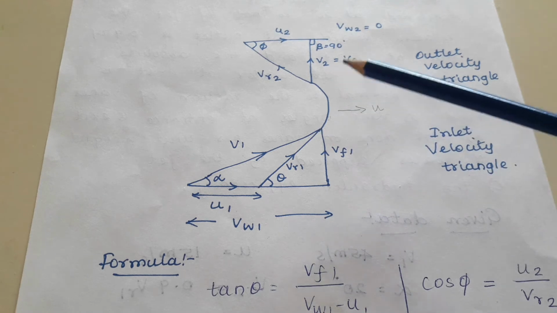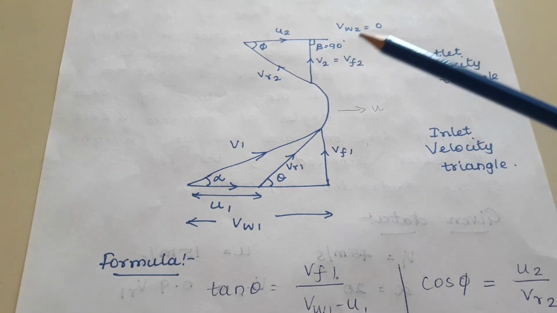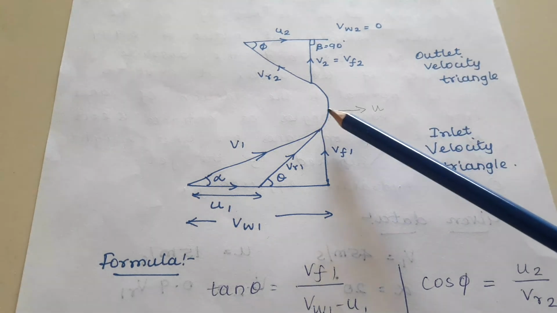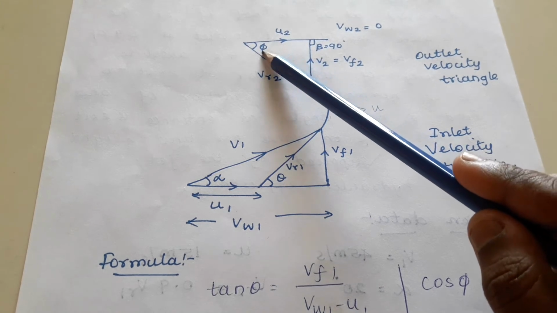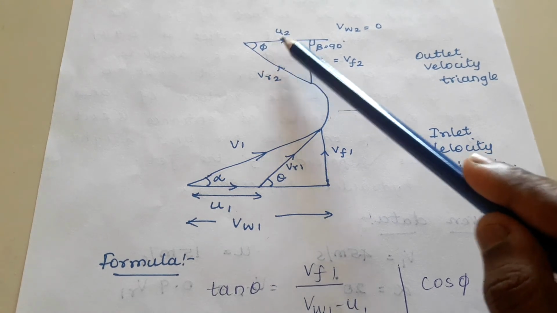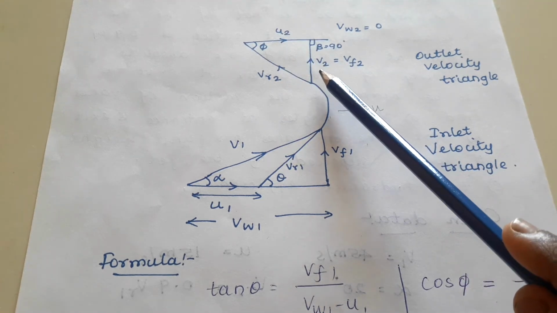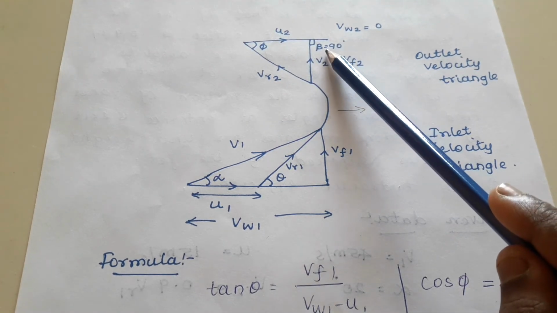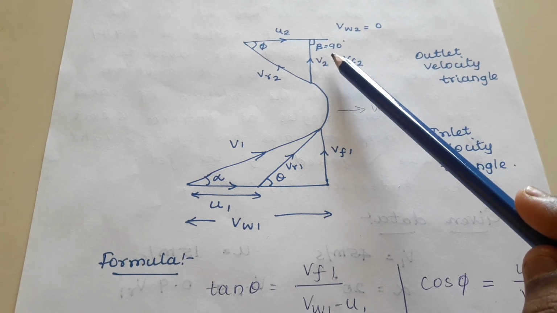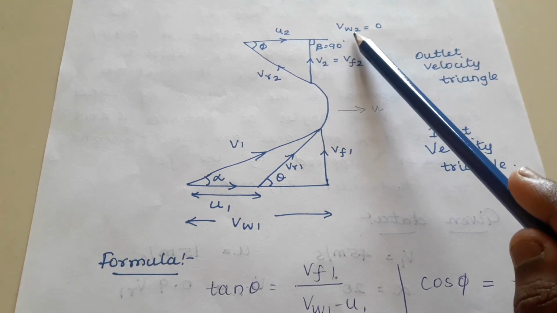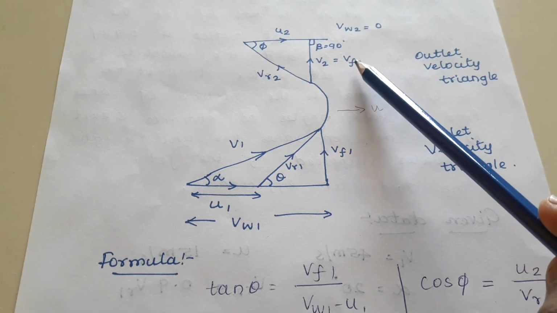The same thing you have to represent in terms of vr2, vf2, vw2, u2. As the vane is also moving, we will get relative velocity vr2. It has an angle of phi. Velocity of vane is u2. And why we have written beta is equal to 90 is the radial discharge at outlet is given. So obviously vw2 will be equal to 0 and v2 is equal to vf2.